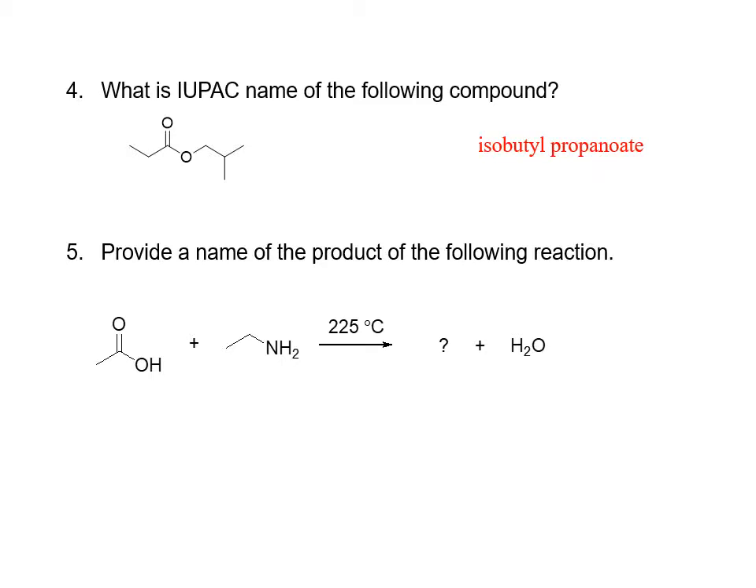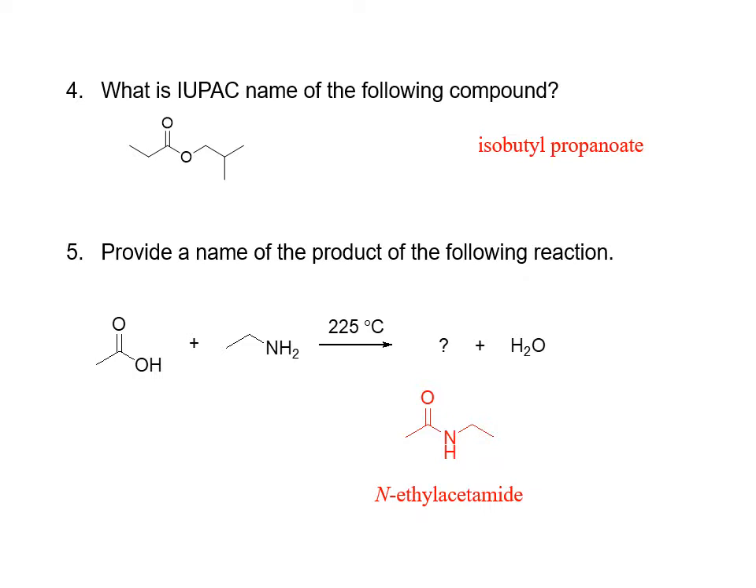Question number 5. Provide a name of the product of the following reaction. A name that means systematic or trivial name. These are reaction conditions for formation of amides. So carboxylic acid reacts with amine. At room temperature, the product would have been a salt, but at high temperature, 225 degrees Celsius, a molecule of water is removed, and that's indicated here among the products. So the product is the corresponding amide. And so this is the amide, and we need to name it, and the name is N-ethyl acetamide.